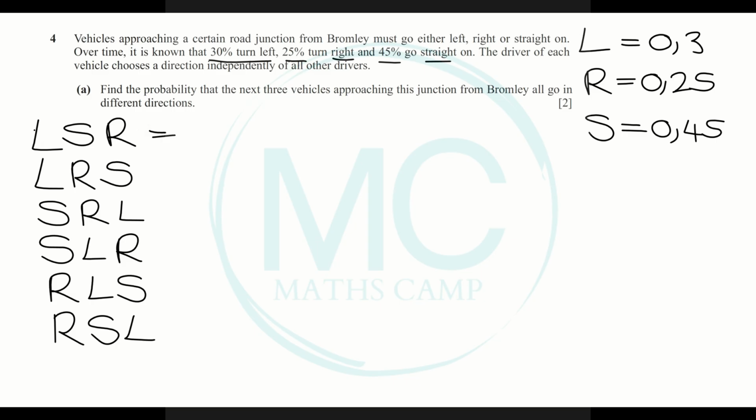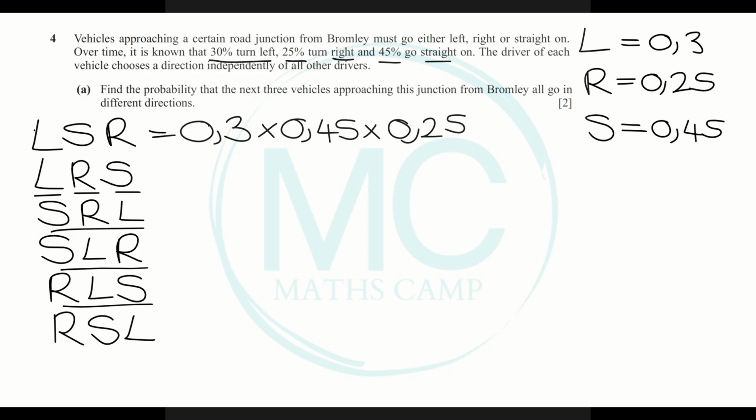Probability of left is 0.3. And the second vehicle goes straight. Probability 0.45. And the third vehicle goes right. Multiply, probability of 0.25. Now, in all of these combinations, we have a vehicle going left and right and straight for all 6 of these. So to make this easier, all we need to do is multiply all of this by 6.